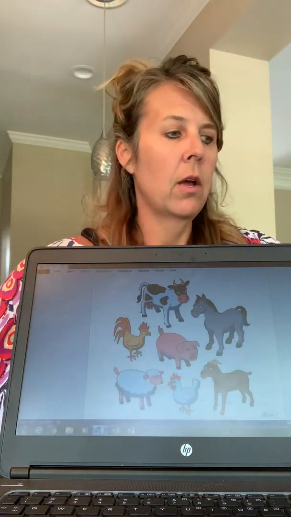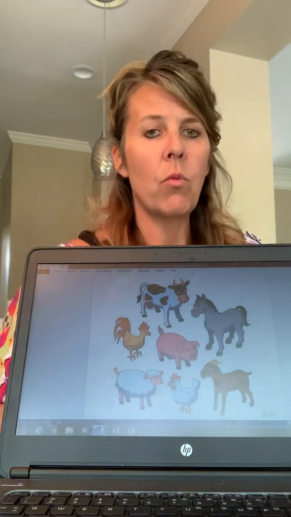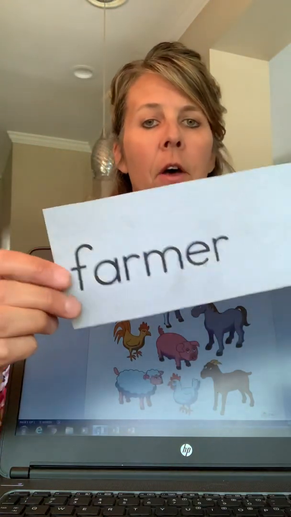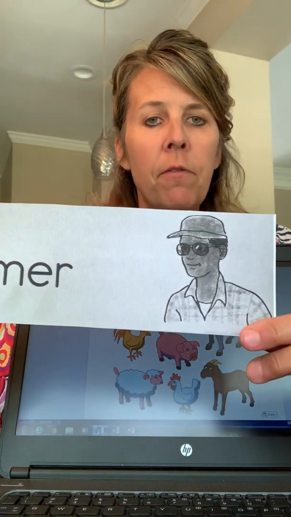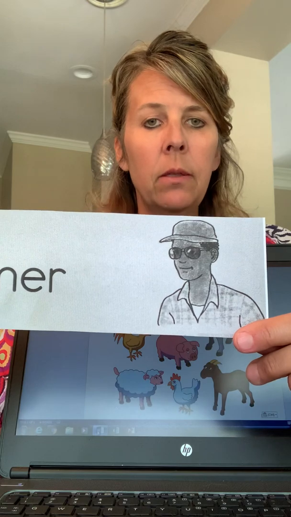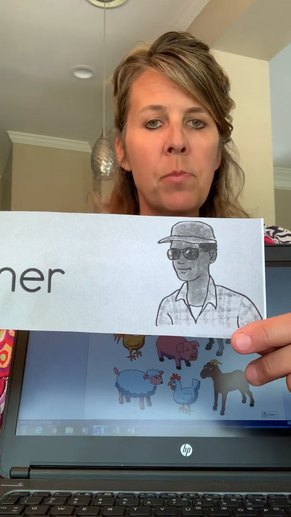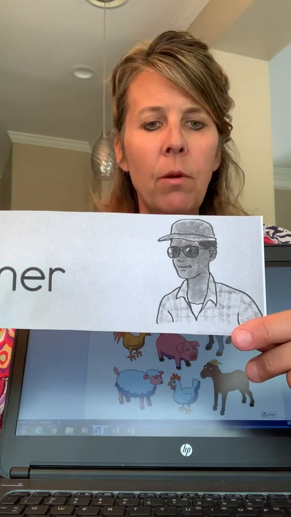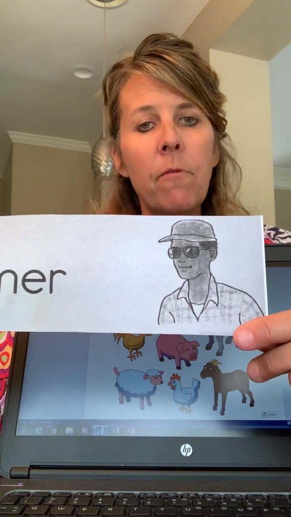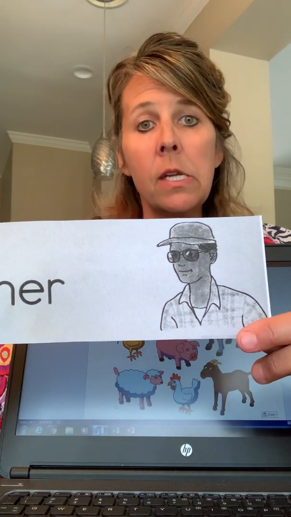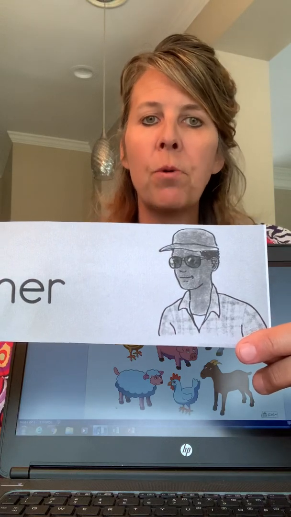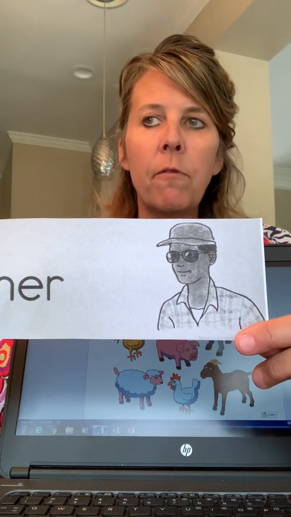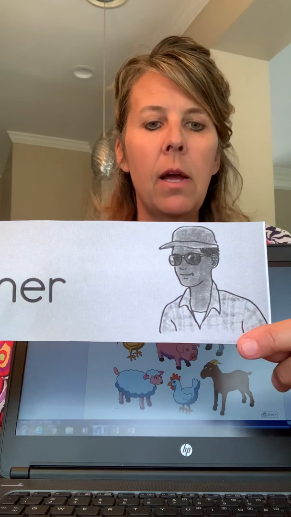So let's look. We have the word farmer. And here's a picture of a farmer, and what is he wearing? Looks like he has on a baseball cap. Is that a farmer? Maybe that's a type of farmer hat. Maybe we should put that down on our question. And he's wearing some sunglasses because it's probably pretty hot working on a farm all day outside.